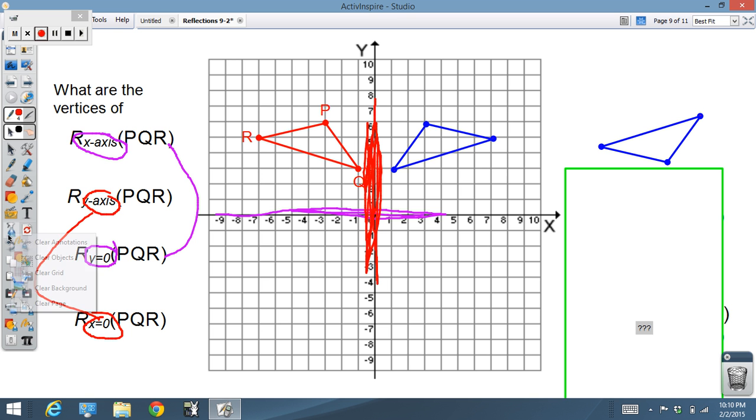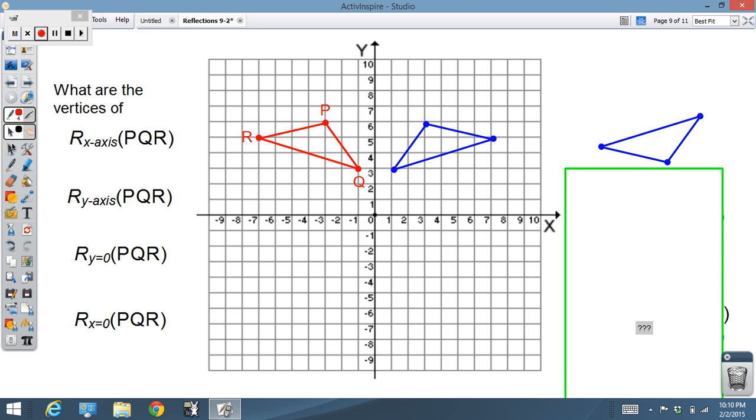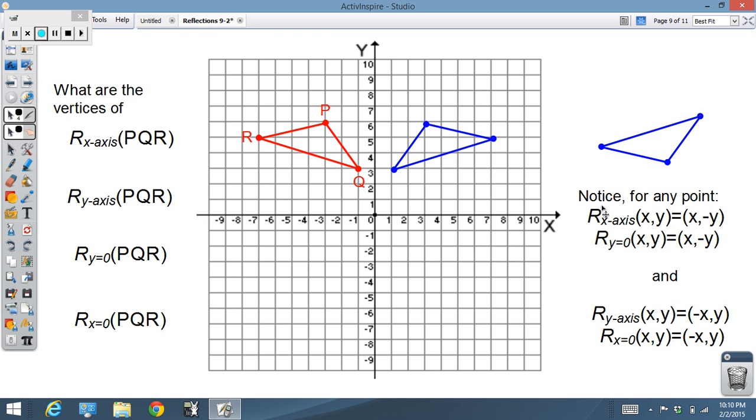Now I want you to notice, last piece of information, that for a reflection across the x-axis, notice what happens with our coordinates. Every coordinate, P, Q, and R, basically kept the same value for x. So R is at negative 7, 5. When we reflected it across the x-axis, we got negative 7, negative 5. P, negative 3, 6 becomes negative 3, negative 6. And Q, negative 1, 3 becomes negative 1, negative 3. Basically, every x, y value becomes x, negative y for a reflection across the x-axis.